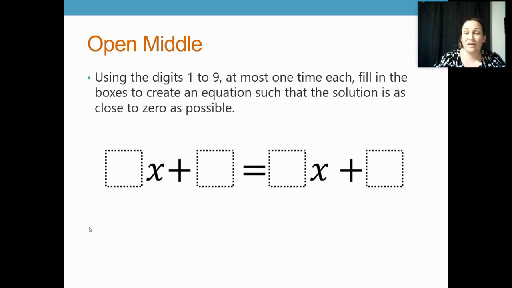In this one, it's a little bit different. I want to create an equation where the answer for x is as close to 0 as possible. So I no longer want a really big answer, I actually want a pretty small answer, close to 0. So see if you can find an answer that's close to 0.